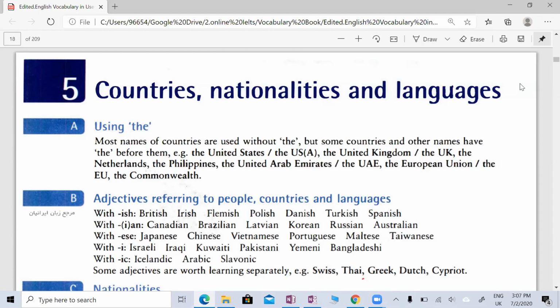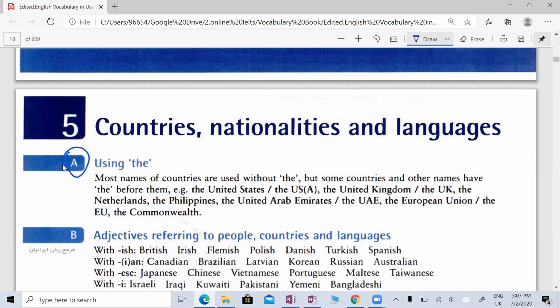This session is mainly for vocabulary, and in vocabulary we are going to discuss countries, nationalities, and languages. Okay, starting with the first part, that is using "the". Most names of countries are used without "the", but some countries and other names have "the" before them.